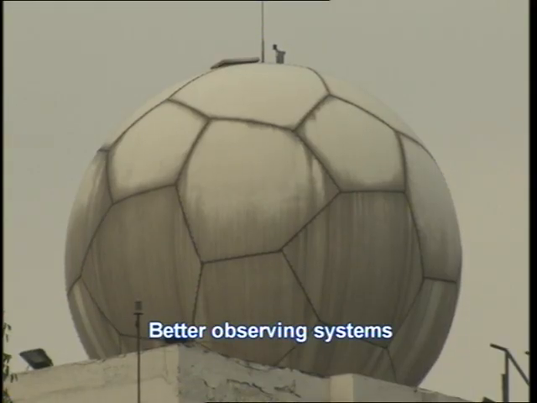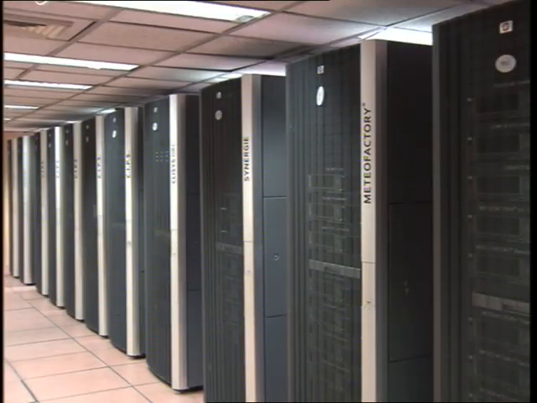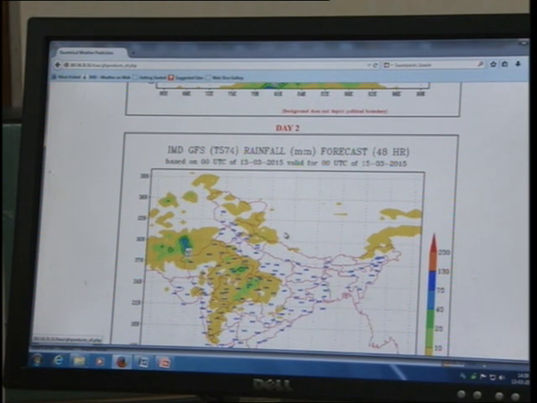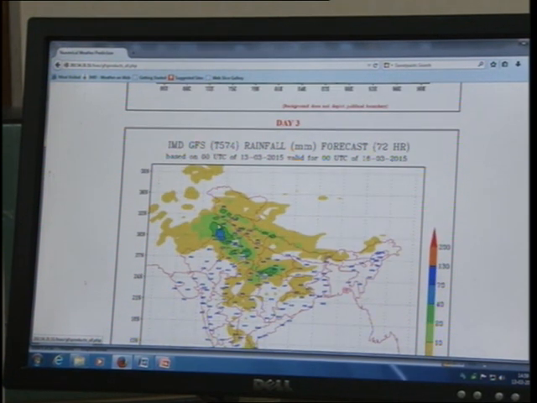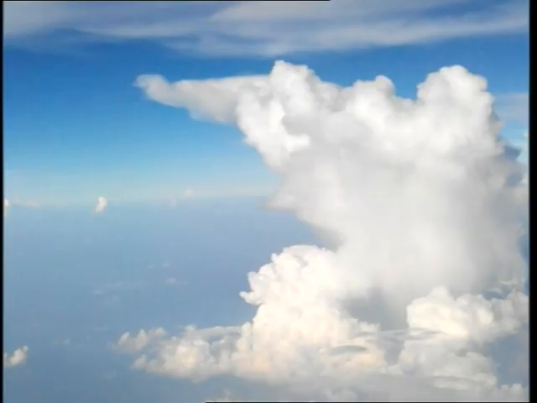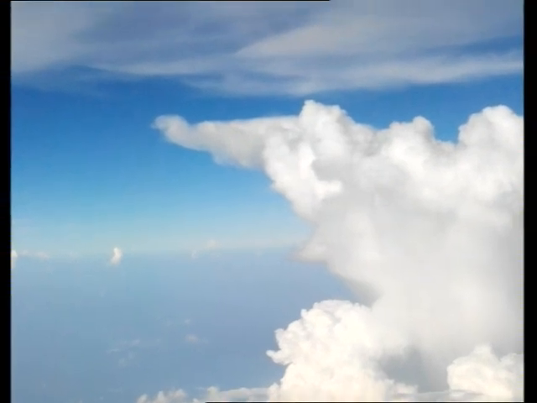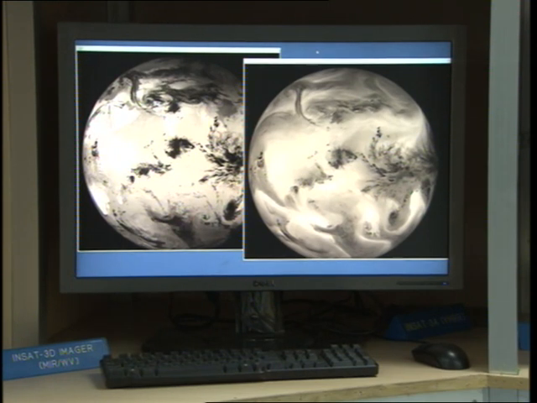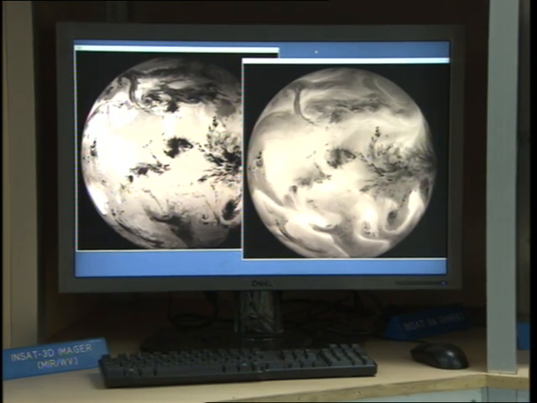Better observing systems, better communication systems, better analytical techniques, better models, and better infrastructure for running the numerical models. Now, when it comes to observations, and observations are primarily required in the context of weather forecasting to define the initial state of atmosphere. And when I say to define the initial state of atmosphere, I mean that atmosphere which is enveloping the mother earth, you have to three-dimensionally simulate atmosphere at a given resolution.